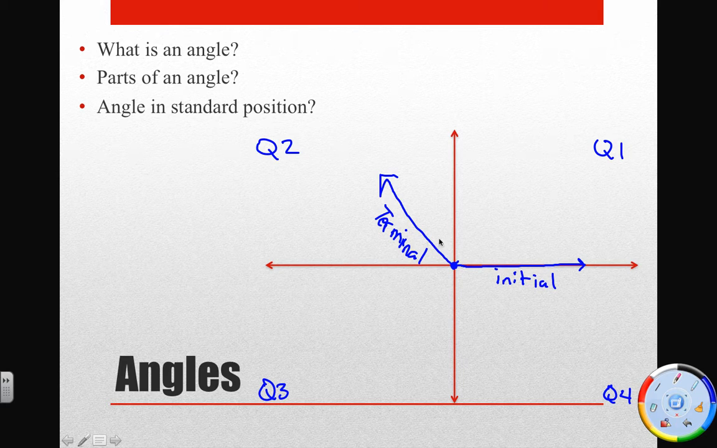It doesn't matter where that terminal side is, as long as the initial side is on the positive x-axis. And so we would measure in this direction normally. Let's say this might be 130 degrees, just because. It might not be that, but that's not the important piece here.